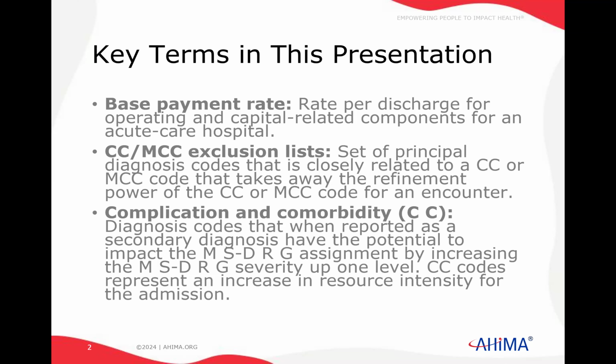When we use the term CC, of course, we're talking about complication and comorbidity. And these are diagnosis codes that when they're reported as secondary diagnoses, they have the potential to impact the MS-DRG assignment by increasing the MS-DRG severity up one level. And if you think about it, it makes sense. So if you have a secondary complication or comorbidity that complicates the hospital stay, it's more resource intensive, so the hospital gets paid higher and should have a higher MS-DRG.